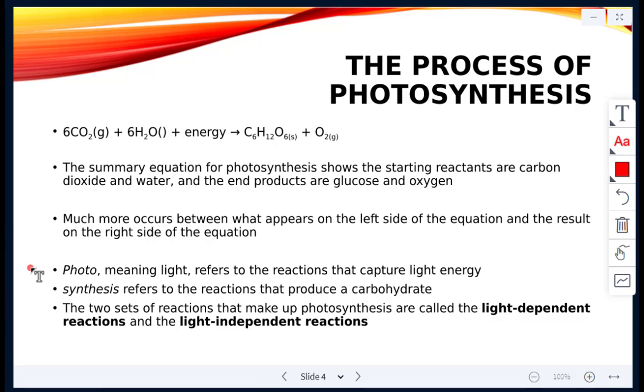Photo means light, refers to the reactions that capture light energy. Synthesis refers to the reactions that produce carbohydrate. And then the two sets of reactions that make up photosynthesis are called the light-dependent reactions and the light-independent reactions.